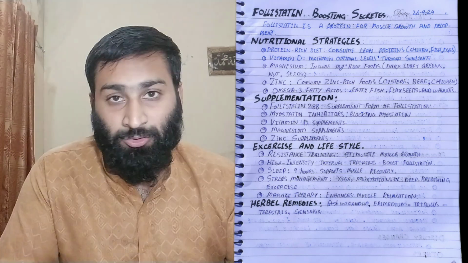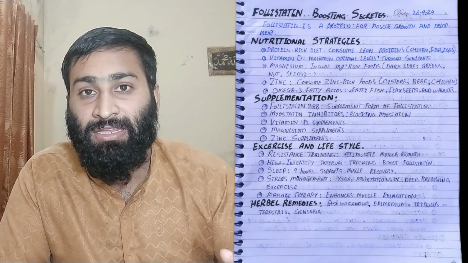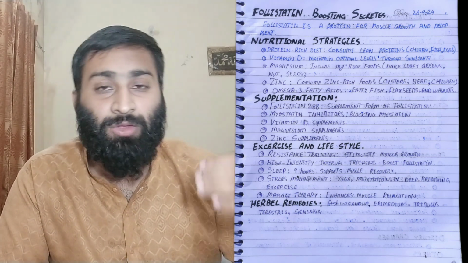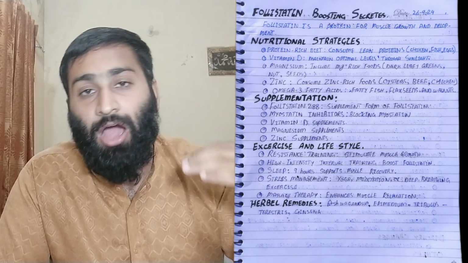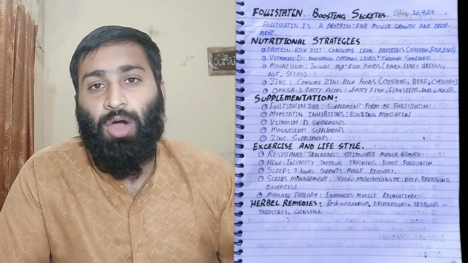I hope it makes sense. So follistatin is the inhibitor of myostatin. When myostatin is inhibited, follistatin increases. The upregulation of follistatin leads to growth of your muscle. I hope that makes sense.